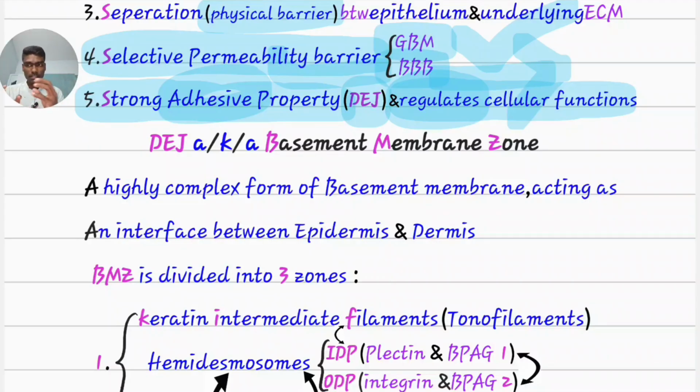So after listening to this story, the exact inner feeling of any basement membrane towards its epithelial cell will be like this: until and unless you are attached to me, you will be alive. I will be providing you growth factors and signals to grow. Whenever you get detached from me, you are going to die ultimately.